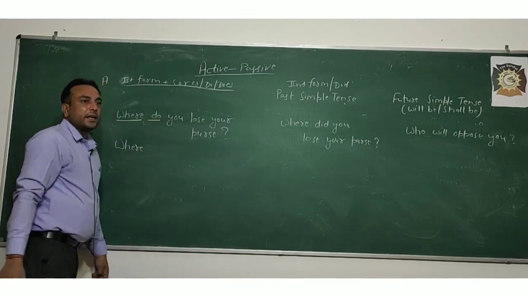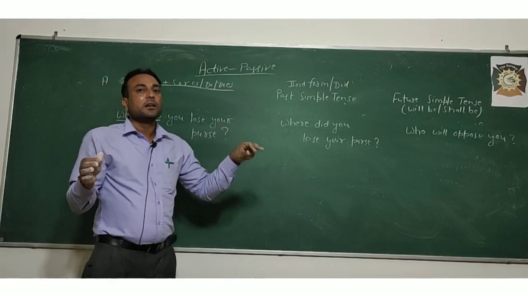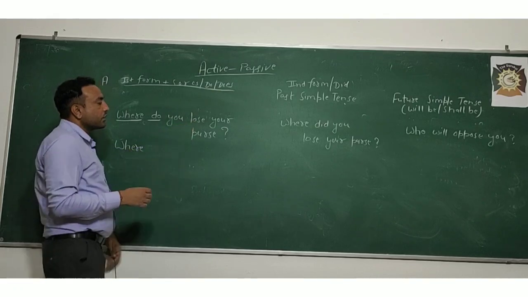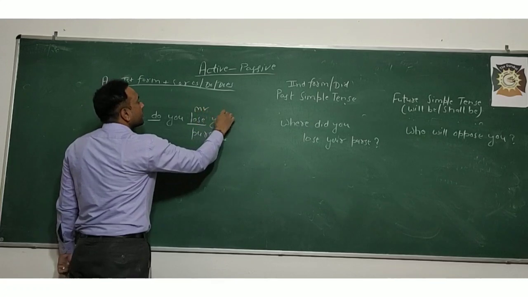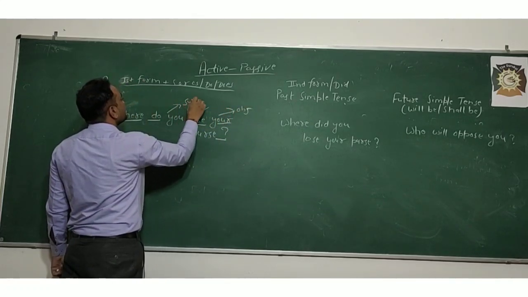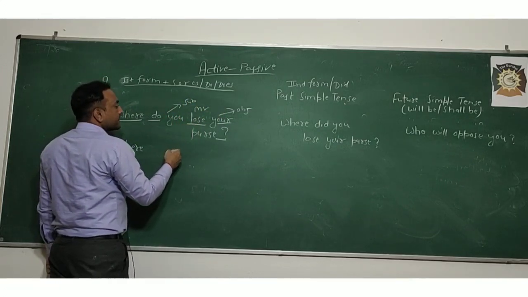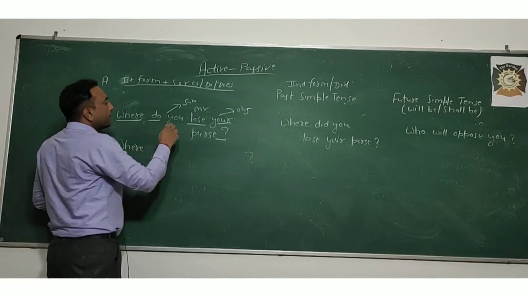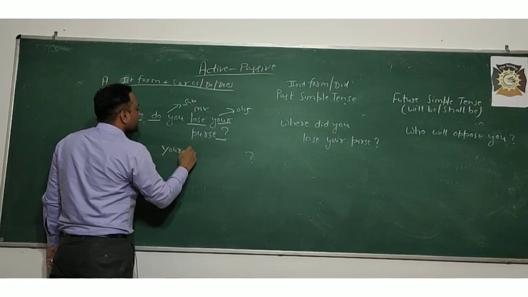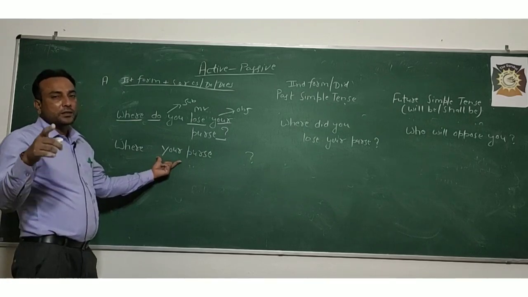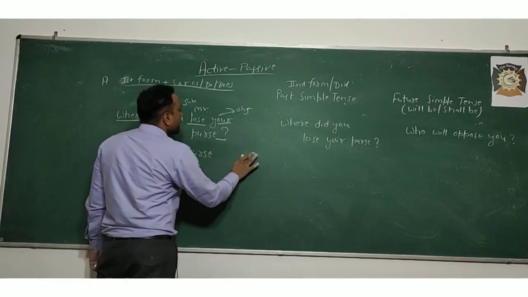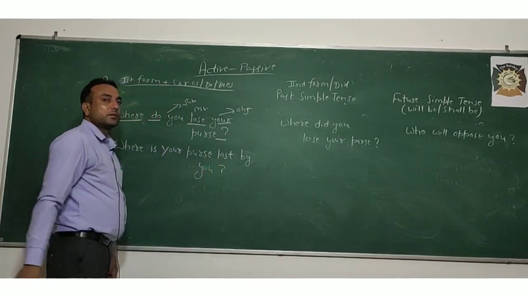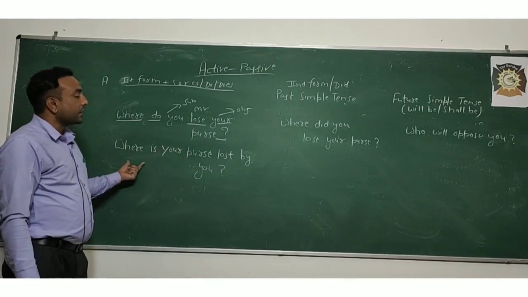Where do you do always indicates that this is present simple tense, because you know that do and does are always used in present simple tense, interrogative as well as negative. So do indicates that this is present simple tense. First form of the verb, your purse. Your purse is the object, lose is the main verb, and you is the subject. Subject is changed into object, and object is changed into subject. But at the end we also use a question mark, because the sentence is interrogative, so we have to keep it interrogative. With the WH family you will not do anything. So where your purse. Is your purse singular or plural? Your purse is singular. Where is your purse lost by you? And question mark.